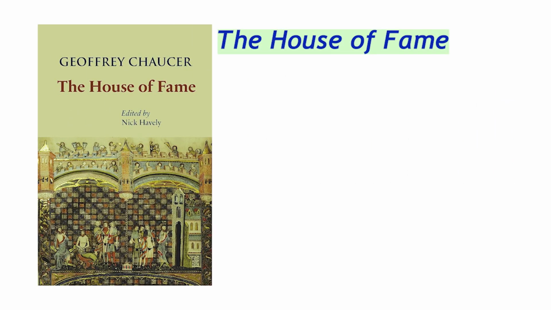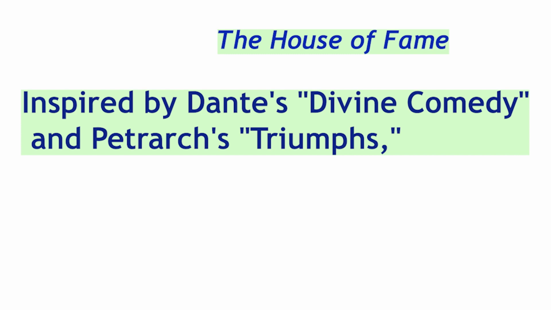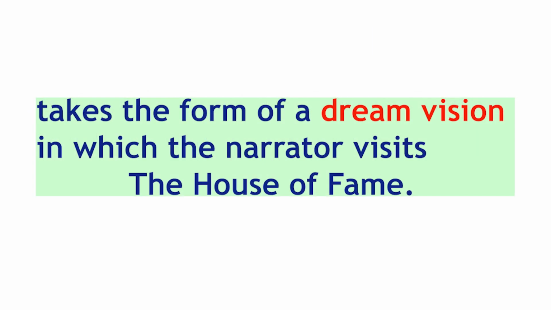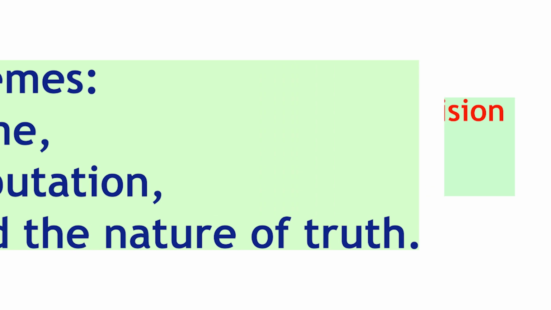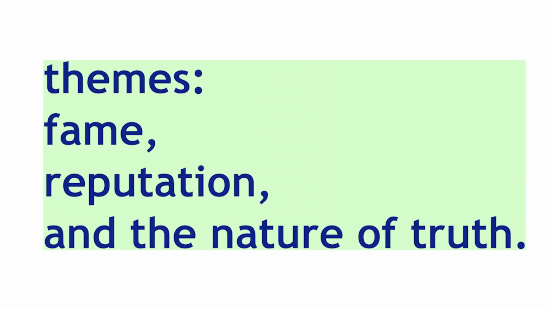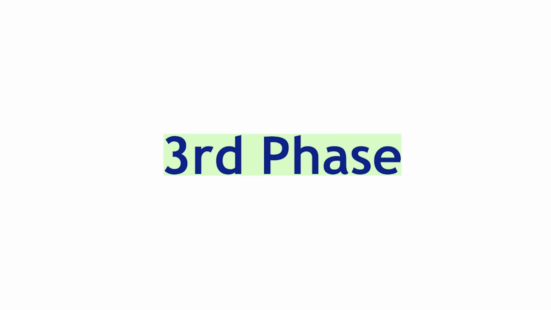Another important work of this phase is the House of Fame. The House of Fame is inspired by Dante's Divine Comedy and Petrarch's Triumphs. This poem takes the form of a dream vision in which the narrator visits the House of Fame. It delves into the themes of fame, reputation, and the nature of truth. The third phase, or the final phase of Chaucer's writing, is the English phase.